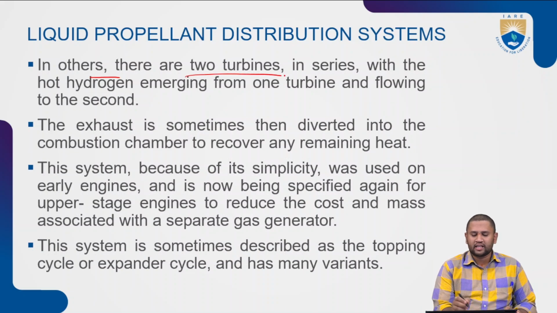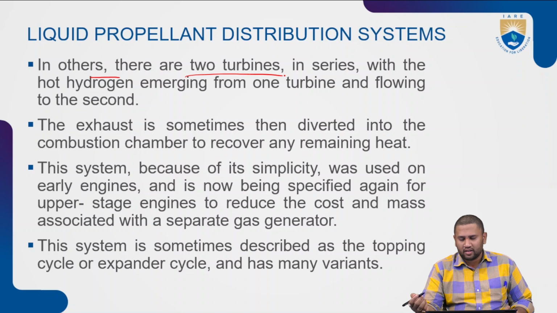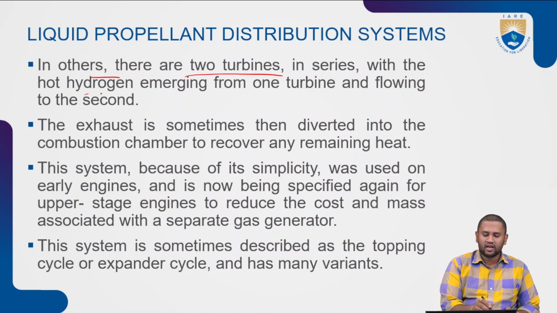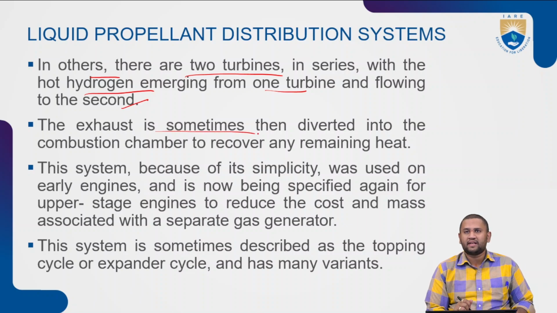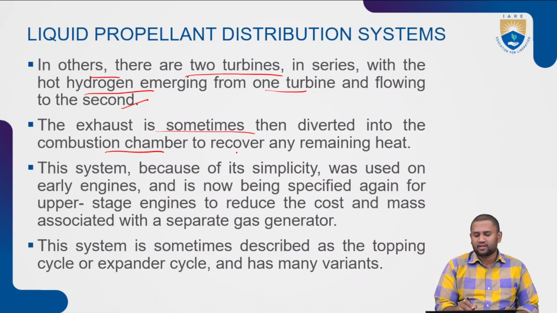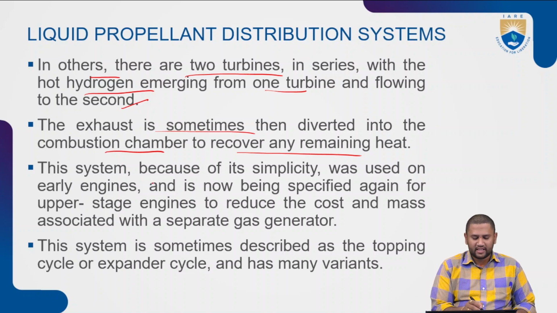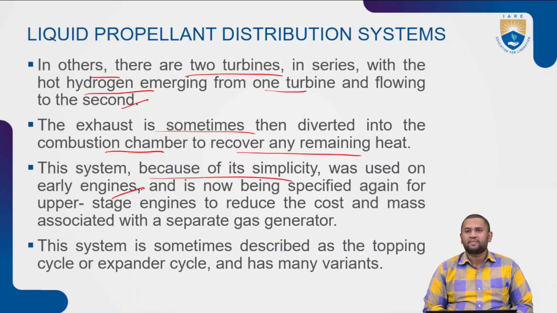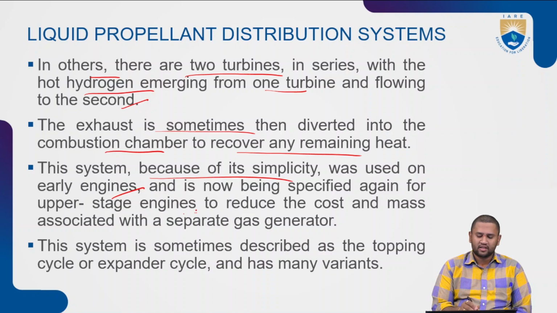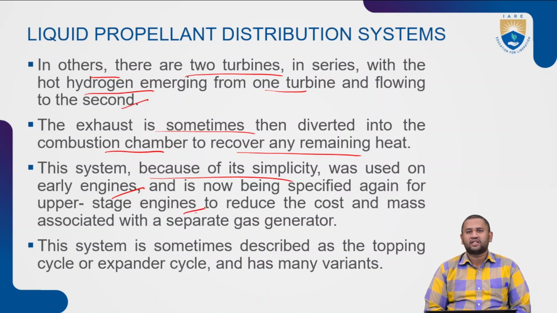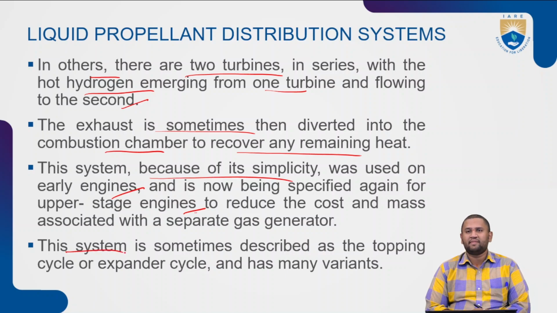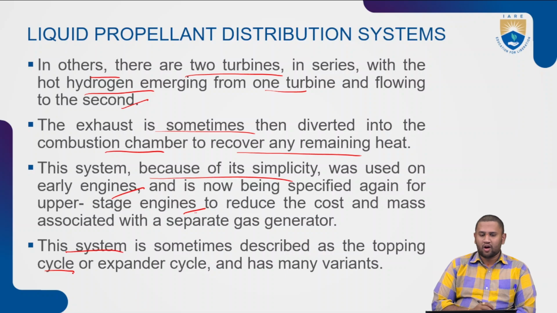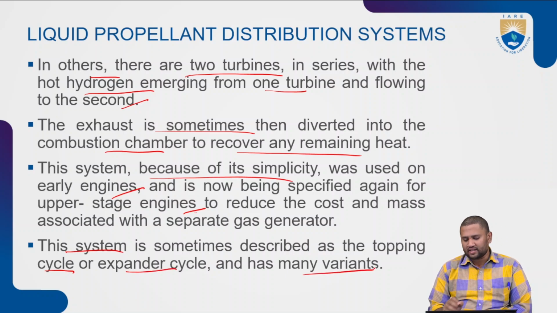In the other case, there are two turbines arranged in series, with the hot hydrogen emerging from one turbine and flowing to the second. The exhaust gas is sometimes then diverted to the combustion chamber to recover any remaining heat. Because of its simplicity, this system was used on early engines and is now being specified again for upper stage engines to reduce the cost and mass associated with a separate gas generator. This system is sometimes described as a topping cycle or an expander cycle, which has many variants.